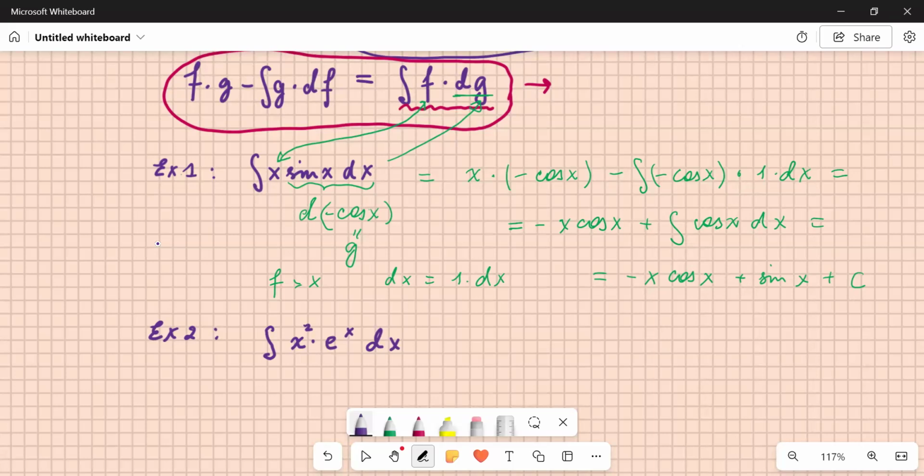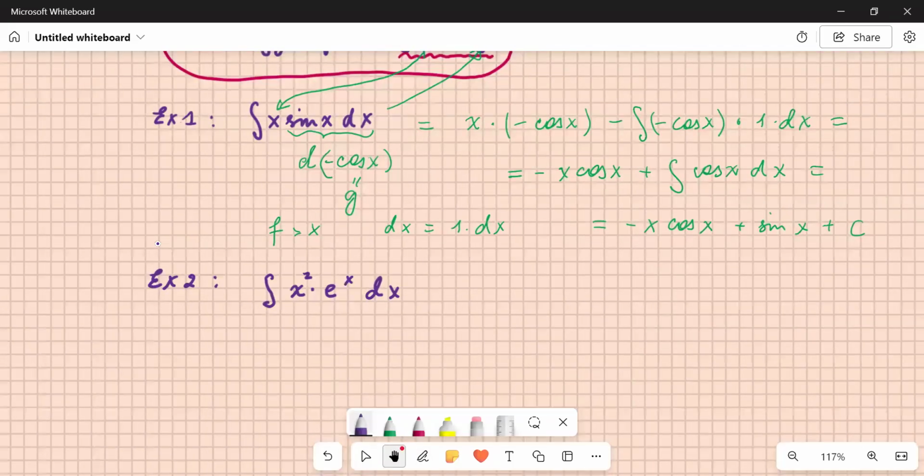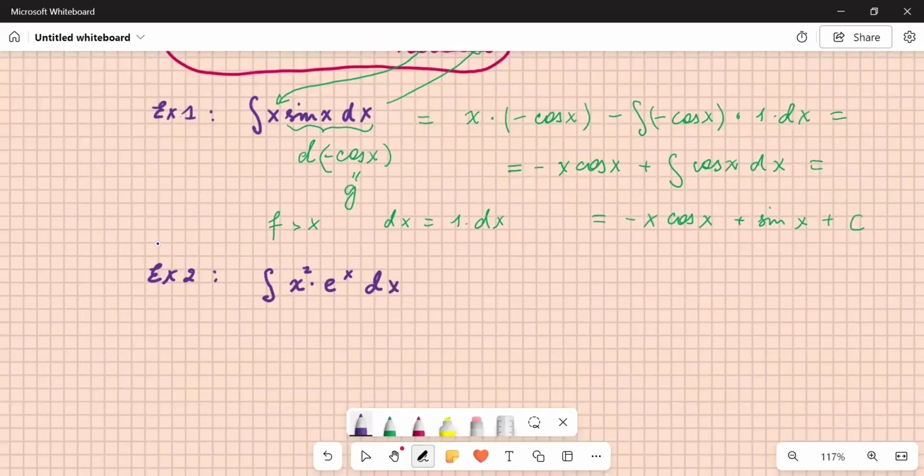How is integration by parts going to work? Well, for integration by parts, you will need to use the formula. You'll need to find f and g, right? So here, guys, I'm going to set up my function f over here and my function g over here.